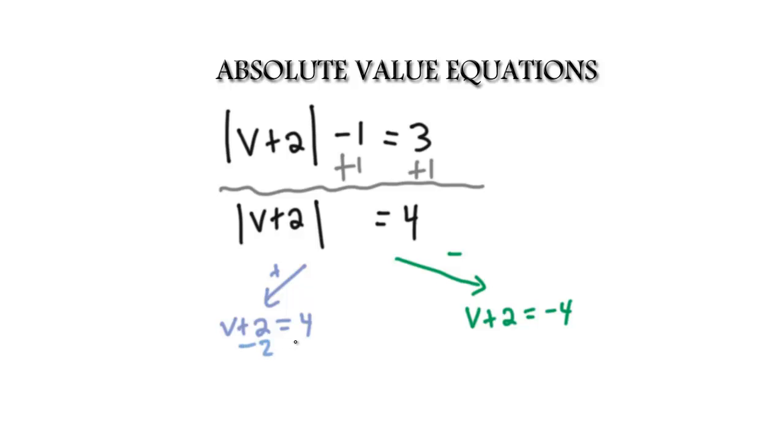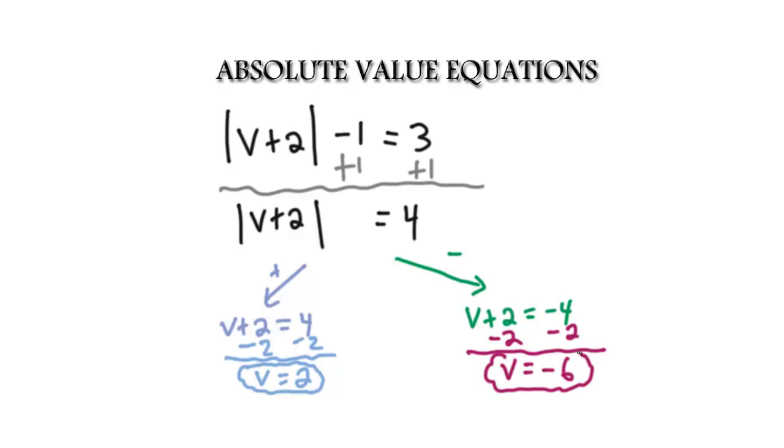Okay, so here we go. Minus 2, minus 2, so v is just 2, right? So that's our first answer. Do the same thing on this side here. Let me pick a different color here. Let's say minus 2 to both sides, and this comes out to v equals negative 6. So those answers, v equals 2 and v equals negative 6, are the answers to the absolute value equation that we started off with, and we're happy.